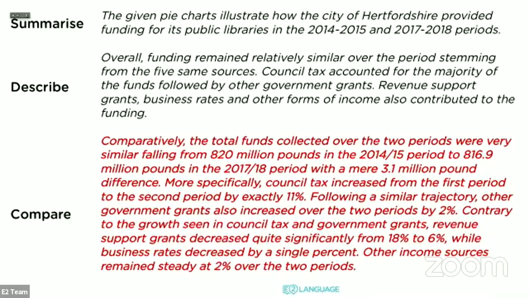More specifically, council tax increased from the first period to the second period by exactly 11%. Following a similar trajectory, other government grants also increased over the 2 periods by 2%. Contrary to the growth seen in council tax and government grants, revenue support grants decreased quite significantly from 18% to 6%, while business rates decreased by a single percent. Other income sources remained steady at 2% over the 2 periods.